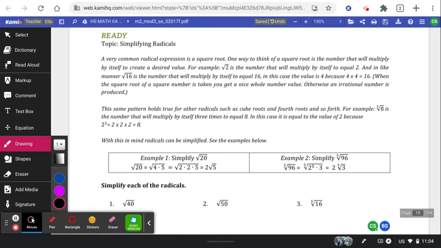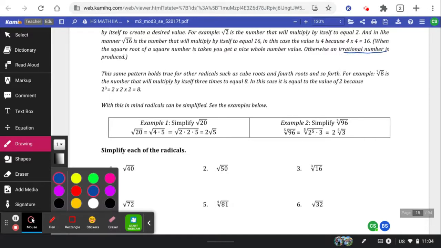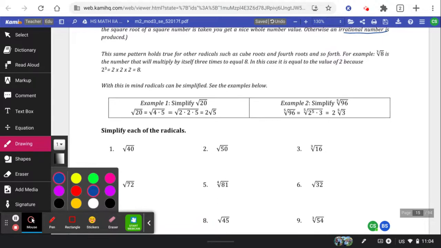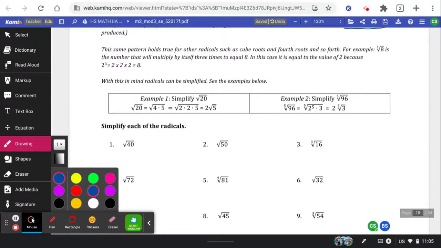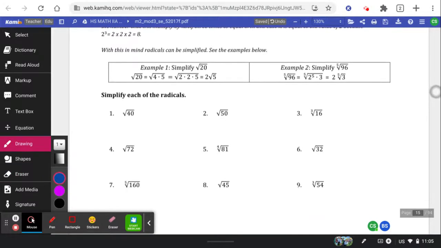In this case, the value is 4, because 4 times 4 equals 16. When the square root of a number is taken, you get a nice whole number value. Otherwise, an irrational number is produced. The same pattern holds true for other radicals, such as cubed roots, fourth roots, and so forth. So, for example, the cubed root of 8 is a number that will multiply itself 3 times to equal that 8.